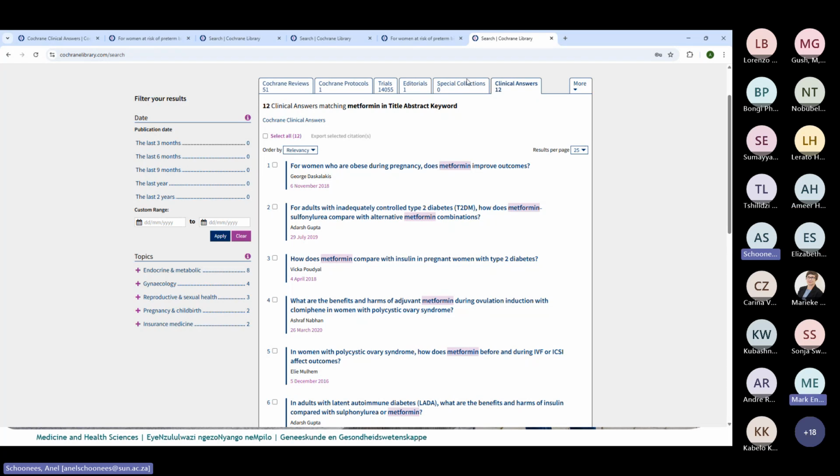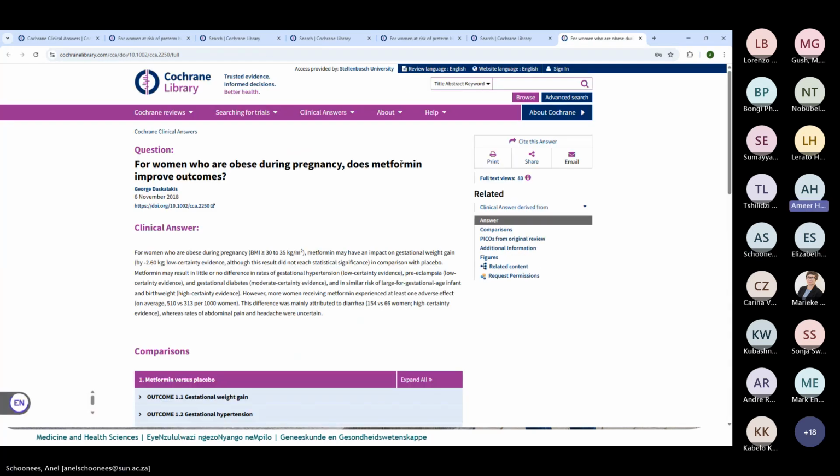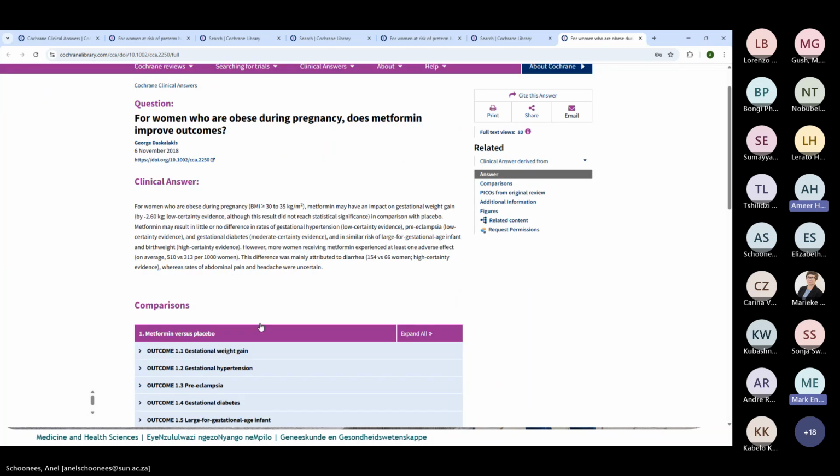That's a good question. I recall that, let's have a look. I guess it also depends if the clinical answer is referring to the original article, if they're using their own views or interpretation.